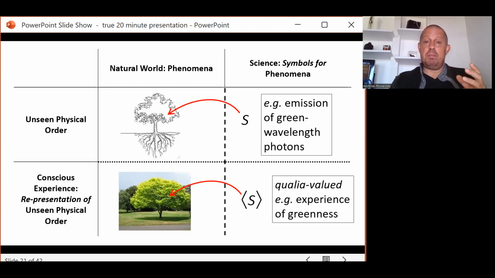So angle bracket symbols are qualia-valued. For example, if S is a symbol labeling the green wavelength of a photon, then angle brackets S would label the greenness of a corresponding experience.